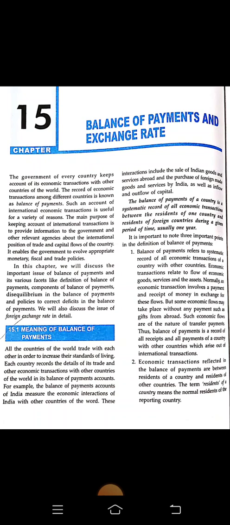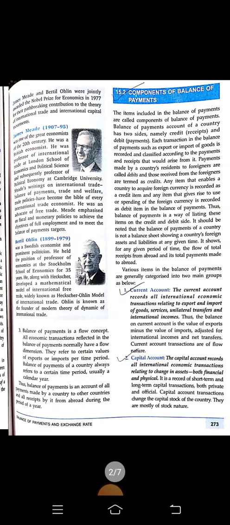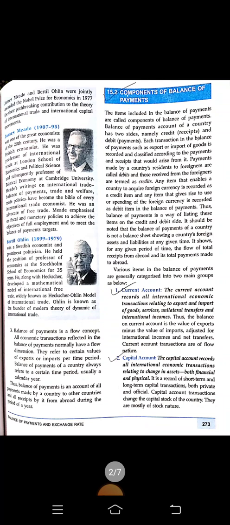Thus balance of payment is an account of all the payments made by a country to the other countries, and all the receipts by it from abroad during a particular time period, that is 1 year. So what are the components of the balance of payment? There are various items of the balance of payment and generally they are categorized into two main groups. One is the current account, one is the capital account.